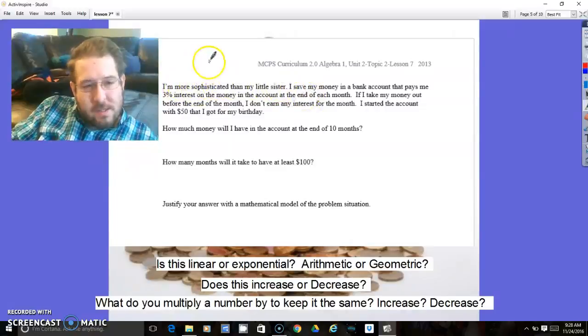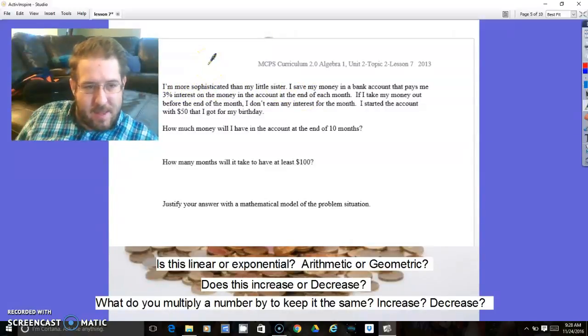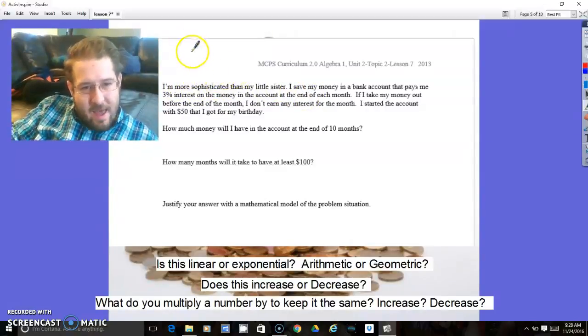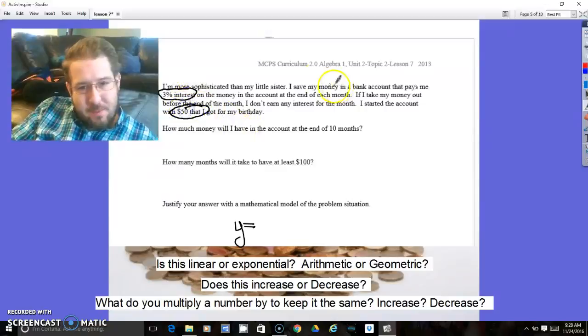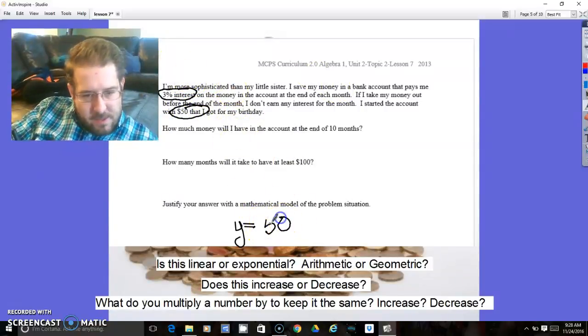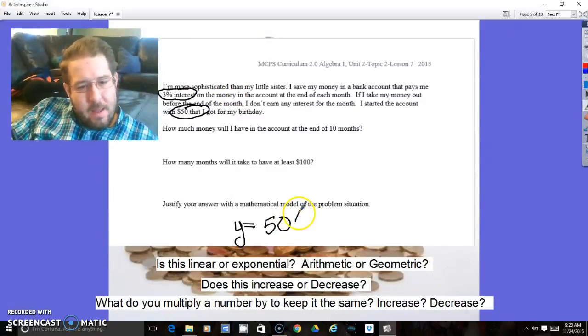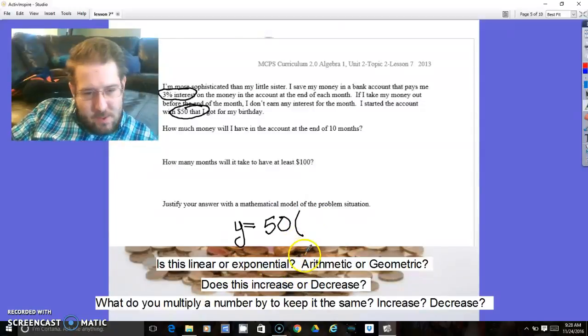So her older sister is a little more sophisticated. She doesn't put money into a piggy bank. She instead puts her money into a savings account. So that savings account is going to be growing exponentially, 3% interest each month. $50 is how much money she's going to put in there. So it's always the starting point, that's how much money she started with in her account, times the rate. Now, if it's putting money in and getting interest, that means it's increasing at a geometric rate.